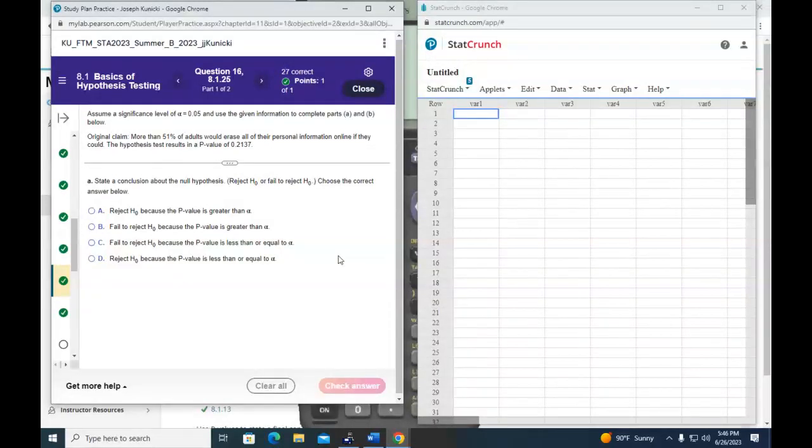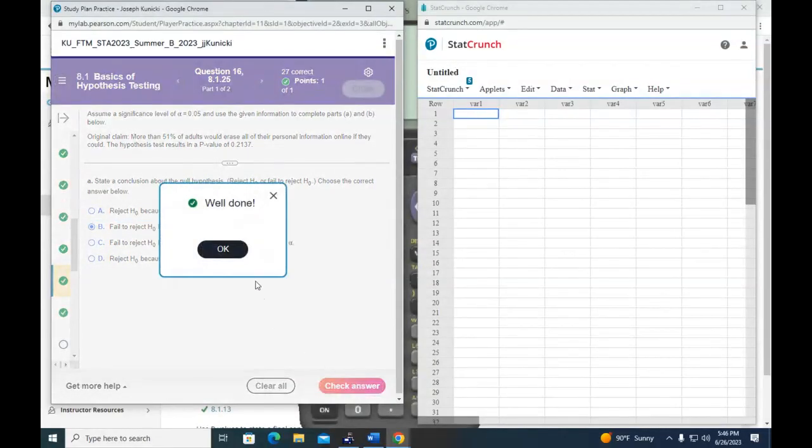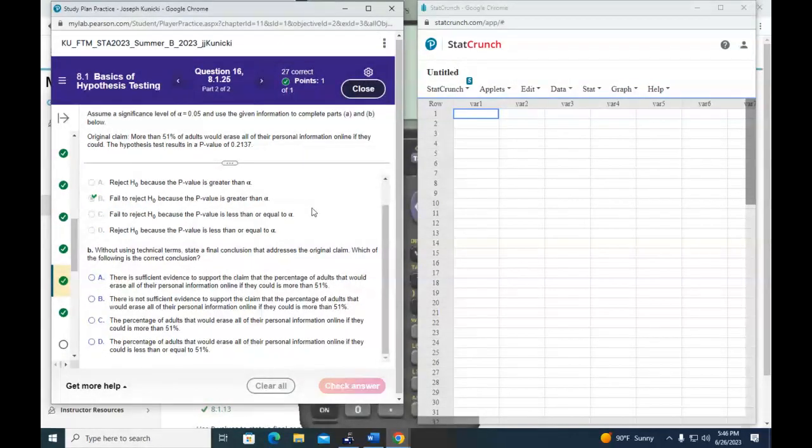Because the p-value is greater or less? Because it's greater. Yeah. All right. Now, without using technical terms, state the final conclusion. So if you get lost, once again, you go like this. The original claim is greater than. So it's a right-tailed test. So it's one tail. So the original claim does not contain equality. So you drop down. And do you reject? And the answer is no. So it's the last one. So there is not sufficient evidence to support the claim.